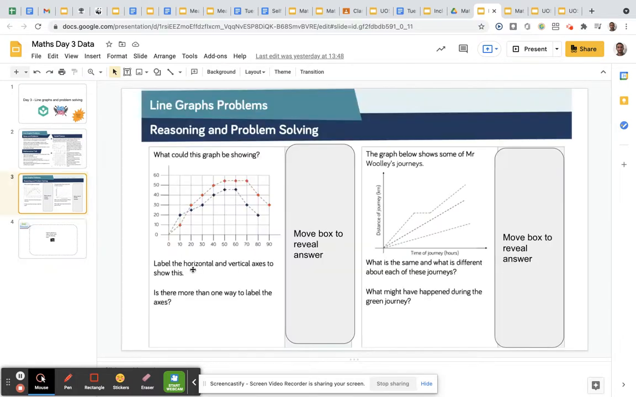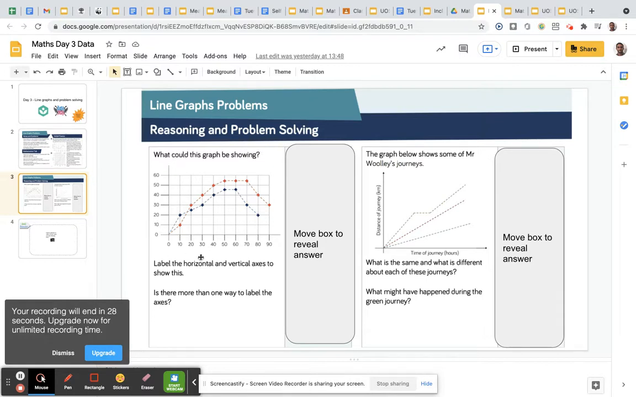Okay, so don't just label the horizontal and vertical axis to show this. Don't just do the first part, actually have a think about those deeper questions here as well. Okay, so this is kind of minimum expectation, and then have a think about pushing yourself to this as well and sharing your thinking on Seesaw.